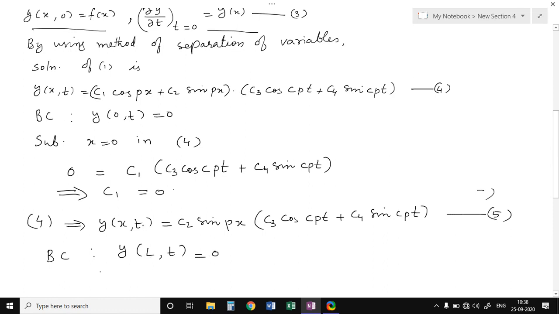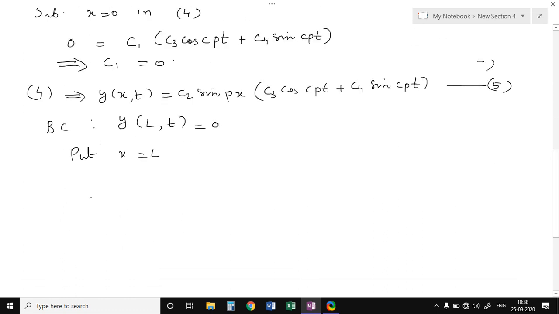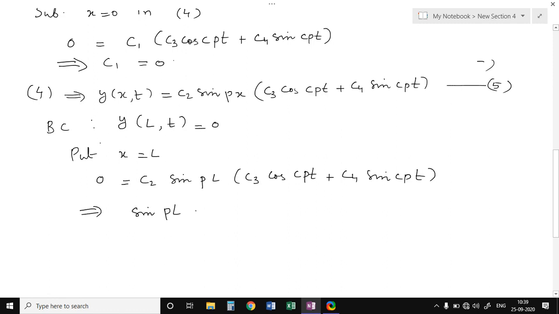Now we will apply this in the fifth equation, so we put x equal to L in equation number 5. When we substitute this value, the left hand side will be 0, so 0 equals c2 sin pL multiplied by (c3 cos cpt + c4 sin cpt). Now in this case, the term inside this bracket cannot be 0, and if c2 is 0, then from equation number 5, y will be 0, which is not possible. So the only possibility is that sin pL is 0.